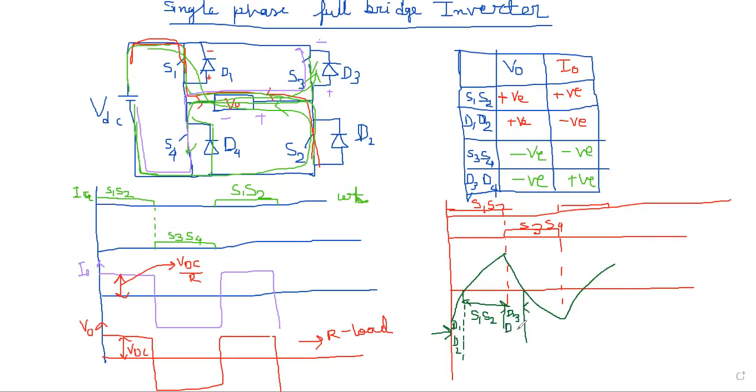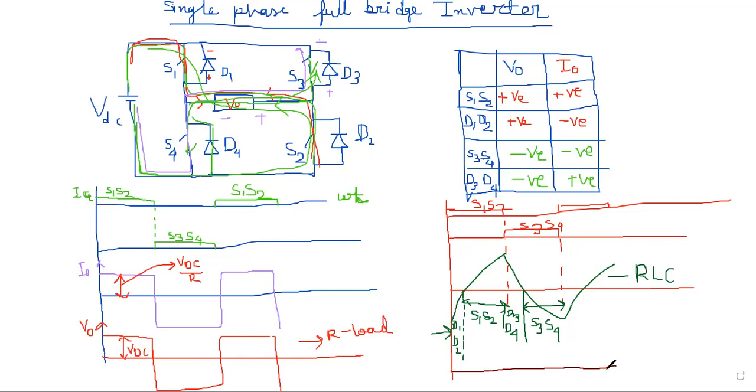D3 D4 is on. Okay, and this portion is actually S3 S4 on. S3 S4. Clear? So this is for RLC load. Now, when it is pure inductive load, then what will happen?